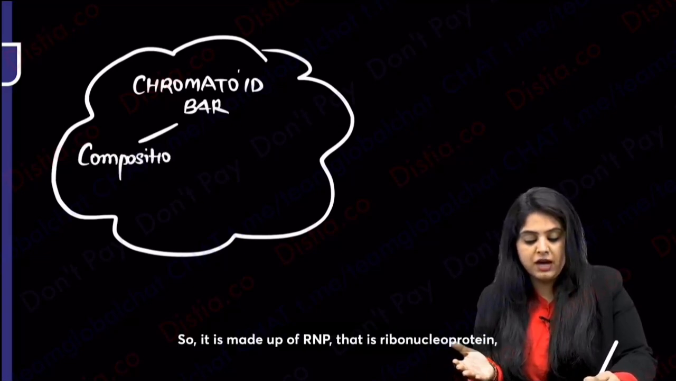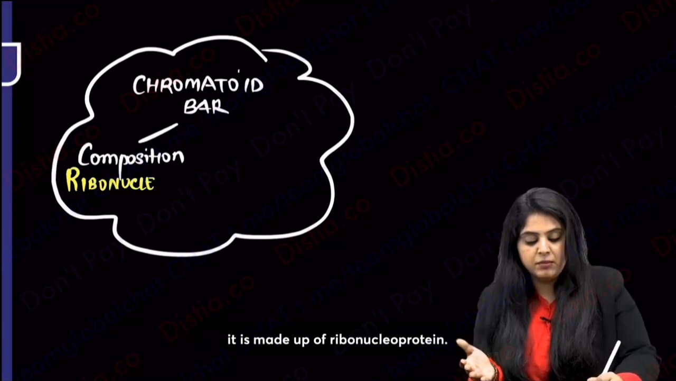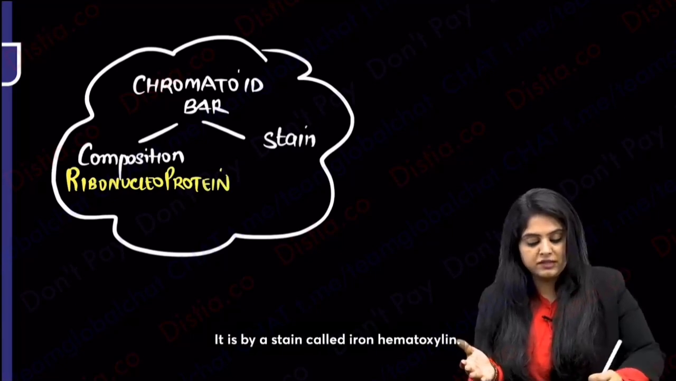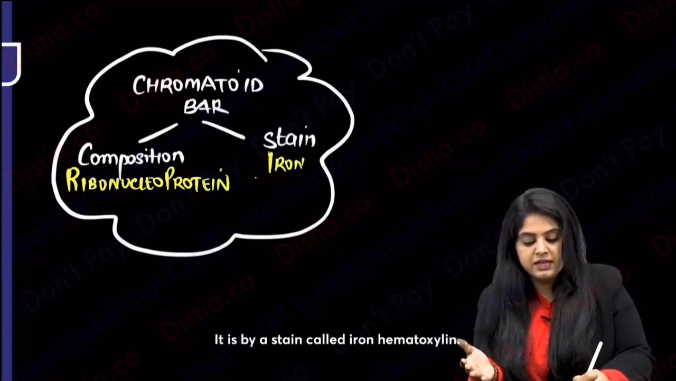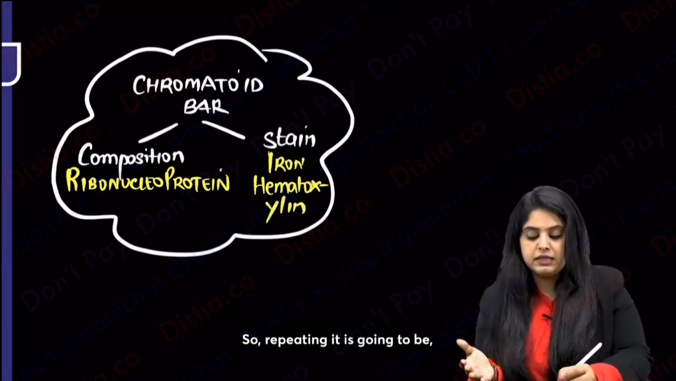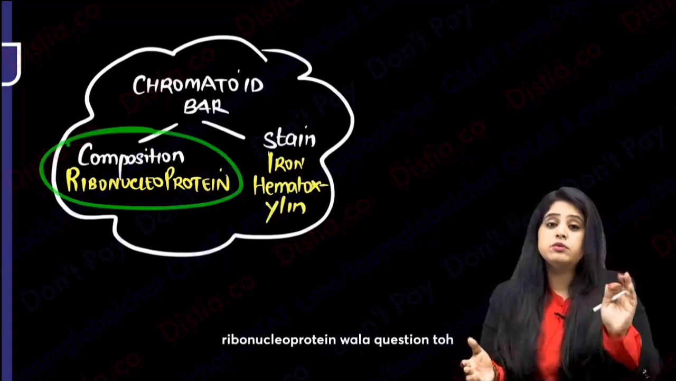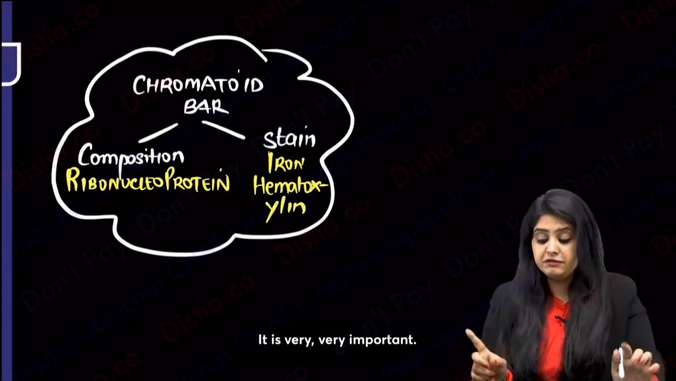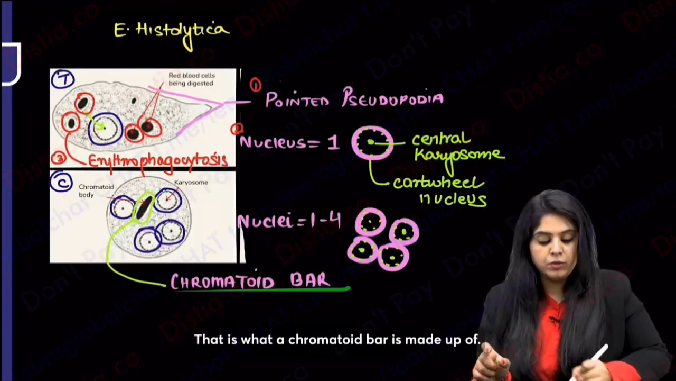It is made up of RNP, that is ribonucleoprotein. And second, they will ask you how can we stain the chromatoid bar? It is by a stain called iron hematoxylin. So repeating, it is going to be a ribonucleoprotein question, so mug it up. RNP, RNP, RNP. 3 times I've told you, it is very, very important. That is what a chromatoid bar is made up of.